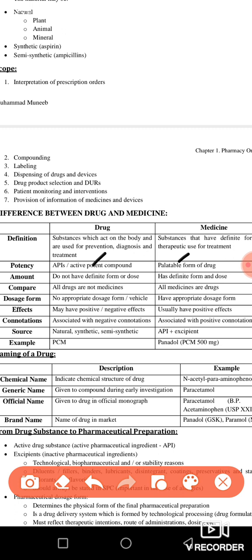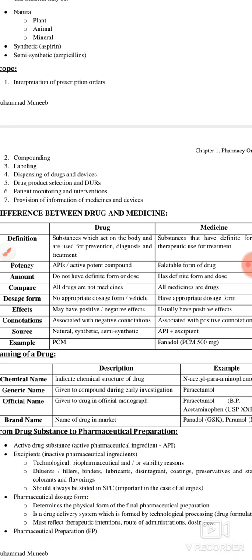Now if we consider the amount of both of them, the drug doesn't have any specific amount, but the medicine has a specific amount. The patient has to take the medicine in a specific amount at specific timings. The doctor asks the patient to take it only in the morning or only at night, or to take one in the evening and one in the morning. So this is the specification of dosage form, but the drug has no specification for its amount.